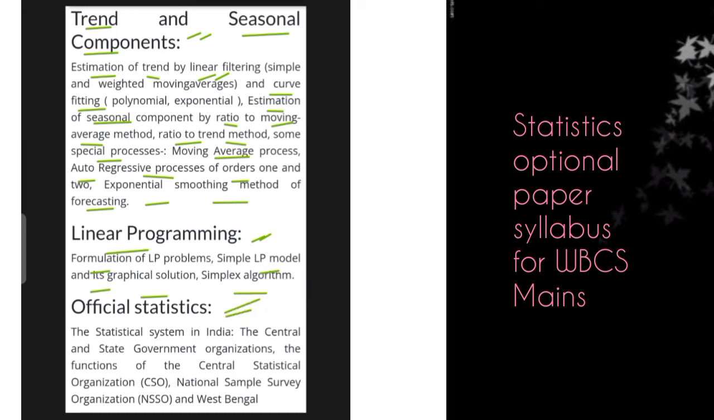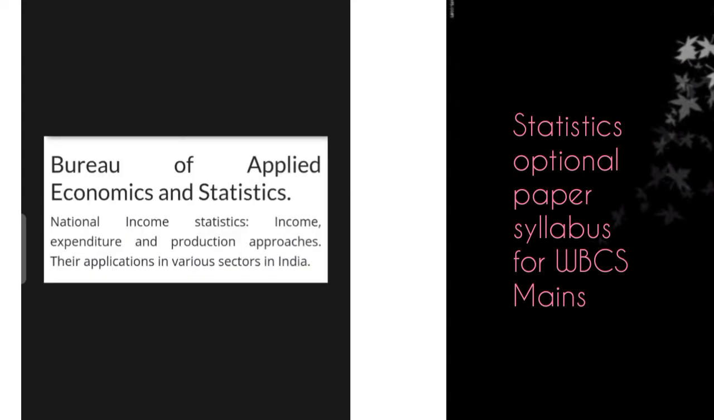Then comes the section on official statistics, which includes the statistical system in India, the central and state government organizations, the functions of the Central Statistical Organization, that is the CSO, and National Sample Survey Organization, that is NSSO, and West Bengal. The next section deals with Bureau of Applied Economics and Statistics, which includes the national income statistics, income, expenditure, and production approaches, and their applications in various sectors in India.